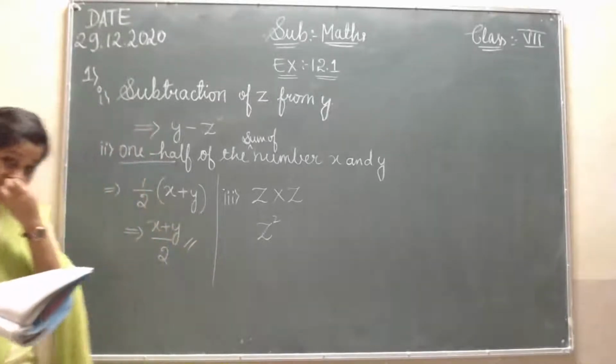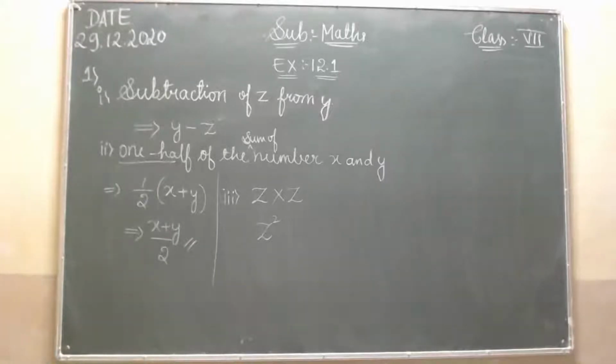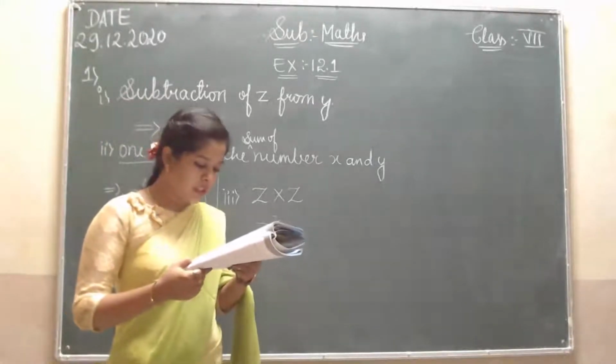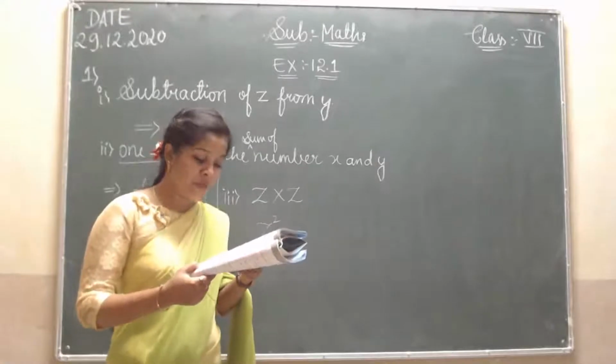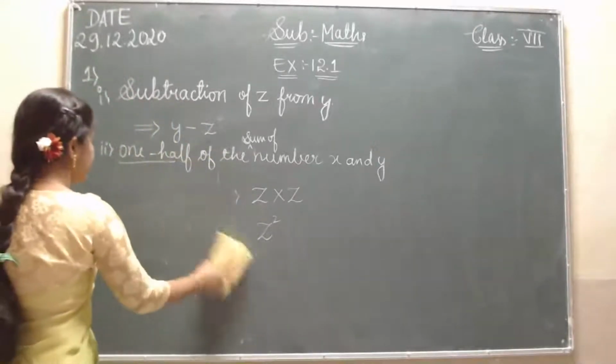So these are the statements you have to write as expressions. Okay. So next one is the second question: identify the terms and their factors in the following expressions. Show the terms and factors by T diagram. I will explain this. What is a T diagram?